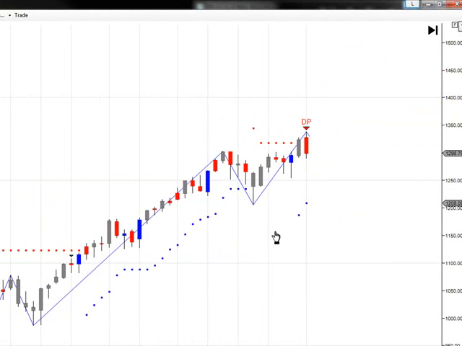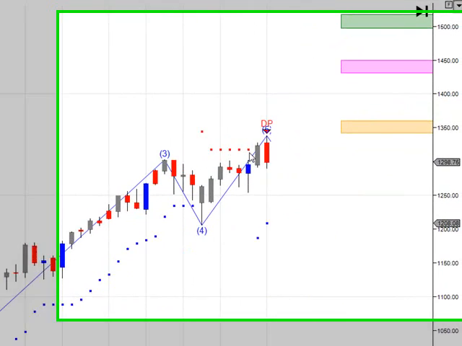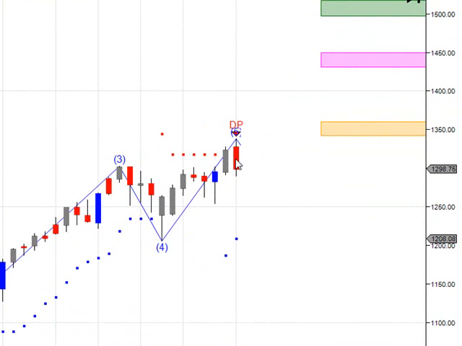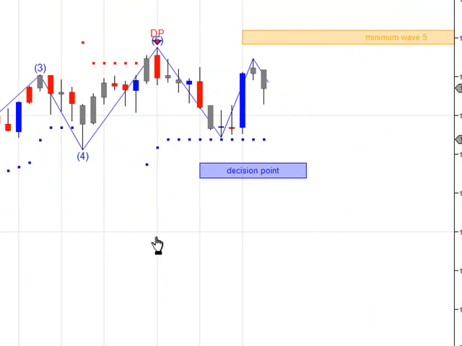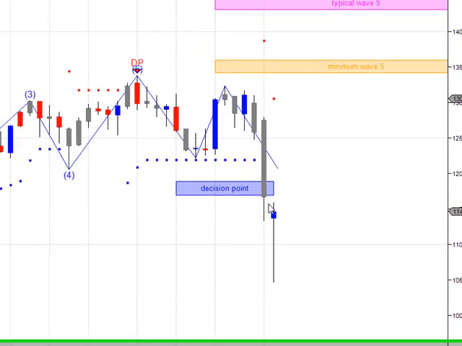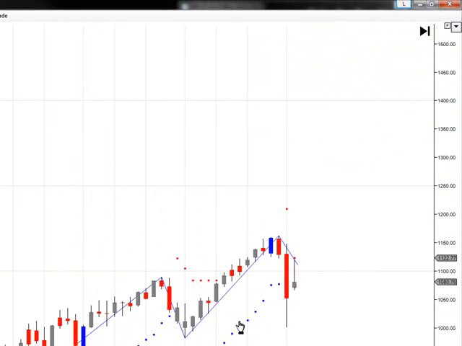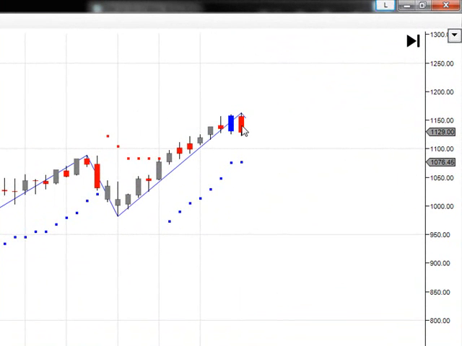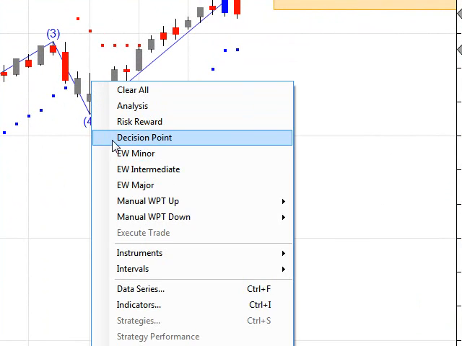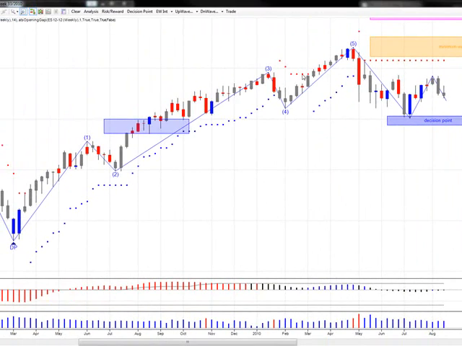For instance, if we go back to the last correction in wave 5 here, this was back in May of 2011. This correction came, typically they come back to the wave 4 decision point there. But again, this is where we corrected. If we go back prior to that, this was the correction back in April of 2010. Again, in the minimum wave 5 resistance area, correction typically back to the wave 4 DP. So you can see that pattern has been established.